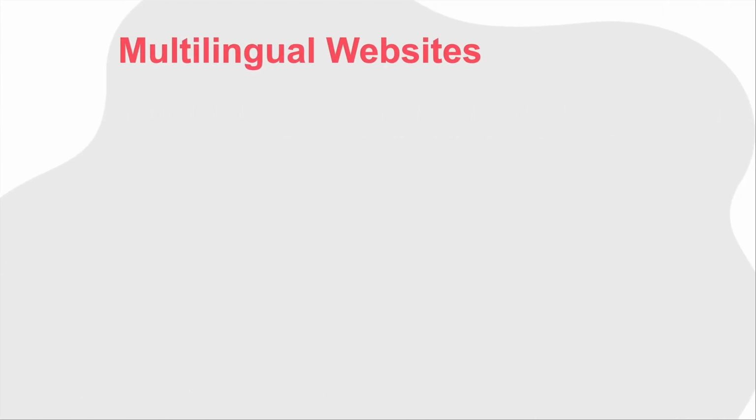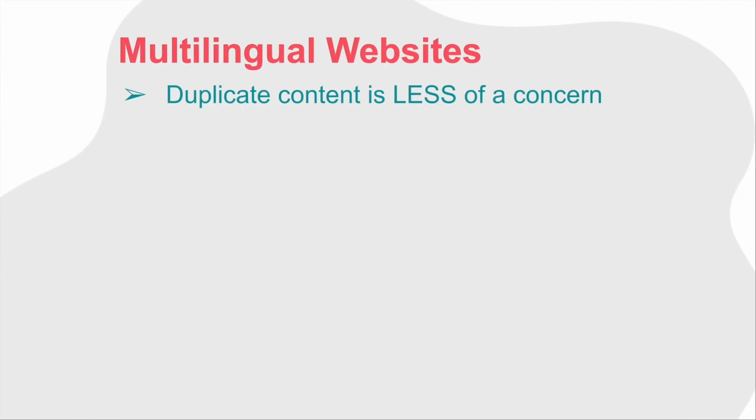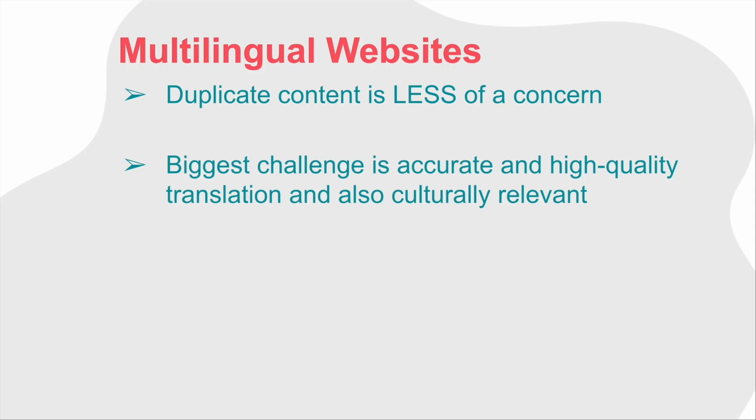Luckily for multilingual websites, the duplicate content issue is less of a concern because the content is in a different language, not duplicate. But what really is a concern is the accuracy and the quality of the translations so that it's culturally relevant. To get there, if you need to scale, of course you want to use software to auto-translate. If you have hundreds or thousands of pages on your website and you want many languages and you want it overnight, you want software to do this for you.